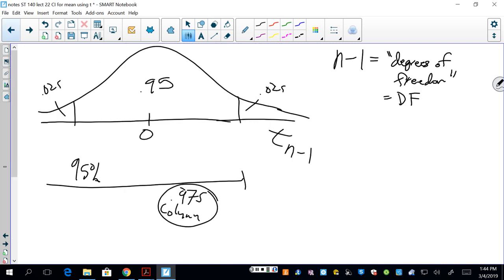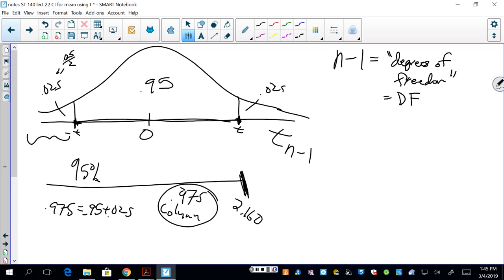Right? So in this type of picture, if we want 95%, if this is t, this is negative t, we want 95% in this area. The point that we can look up on our table includes also this little piece over here. So if it's 95%, half of the remaining is 0.025, and add those together to get 0.975, 0.95 plus that little tail area. And so you look up the 0.975, so it's 2.16, when n is 14, or degrees of freedom is 13.